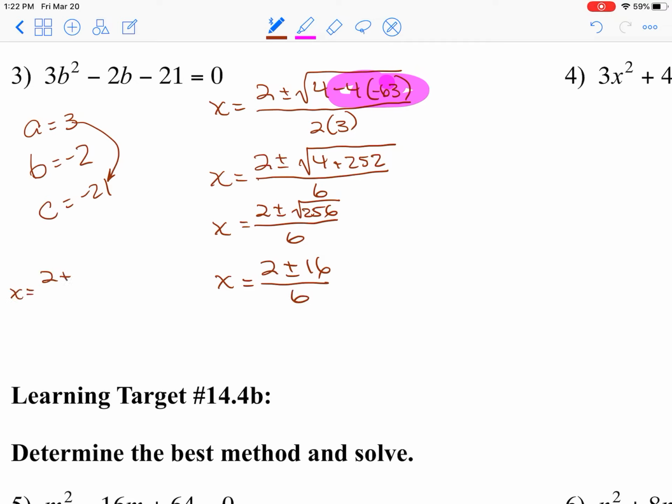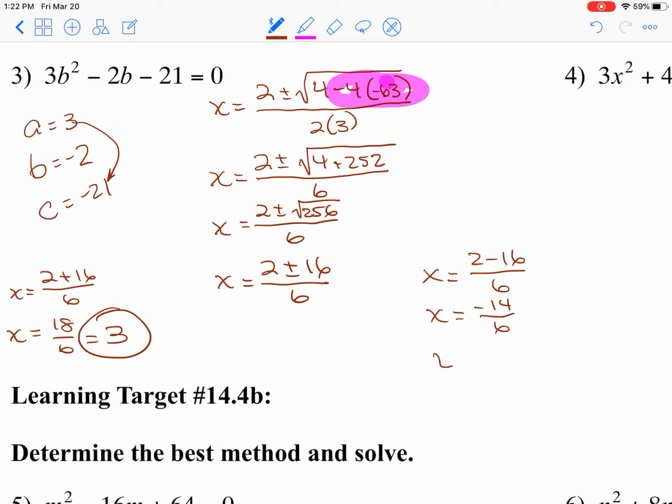So on this side, I'm going to do the 2 plus 16 over 6. Of course, that's 18 over 6, so that's 3. And on this side, I'll do the subtract. So 2 minus 16 over 6. So that's -14 over 6, and that's going to be -7 over 3, or you could make it a decimal, which would be -2.3 repeating. So whichever one of those. I like the -7 over 3 better. I hope that was helpful.